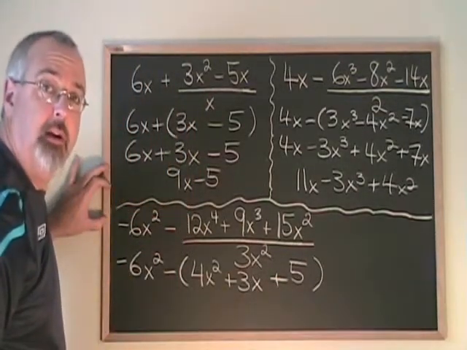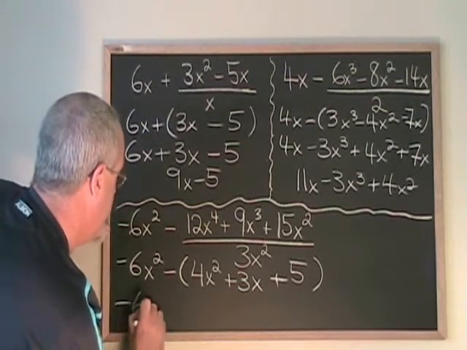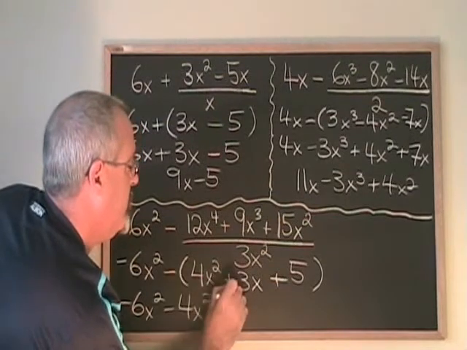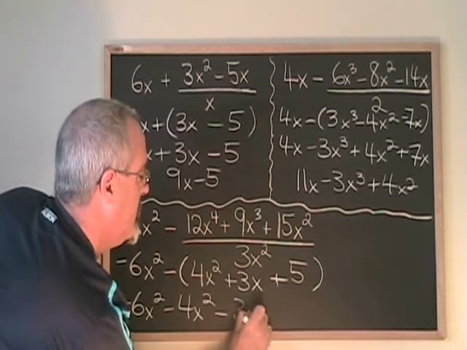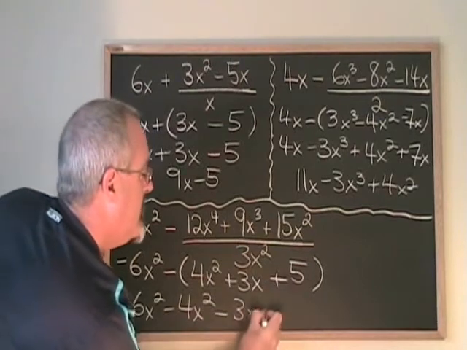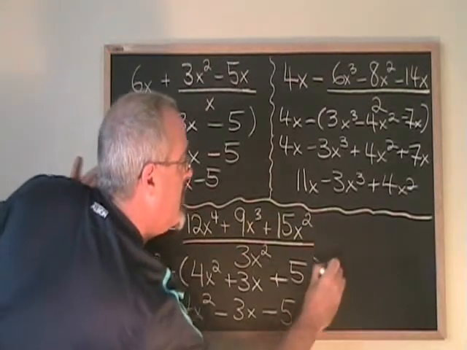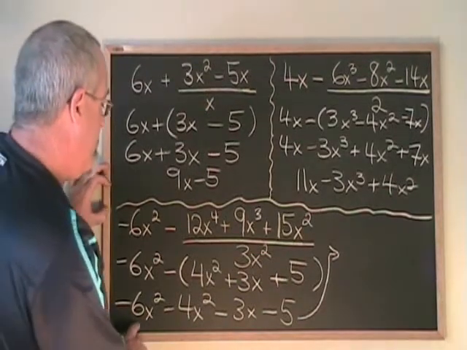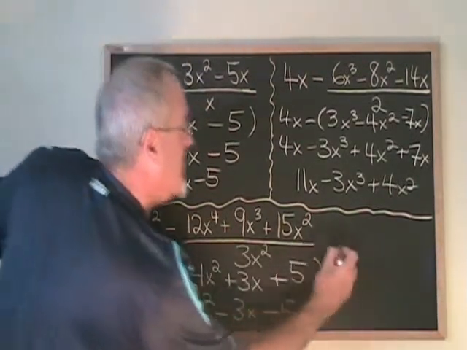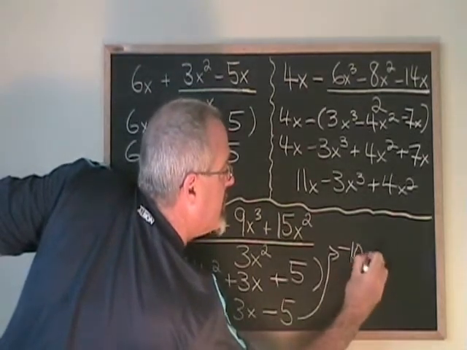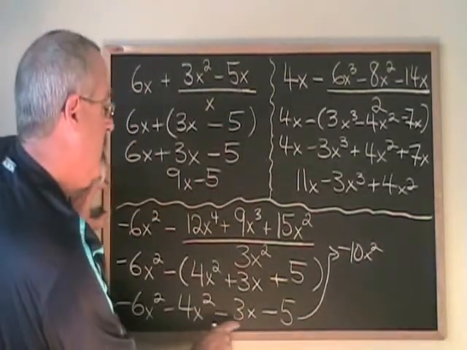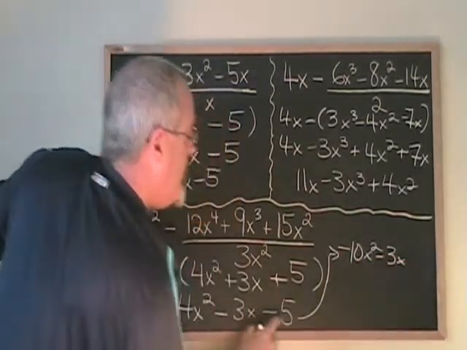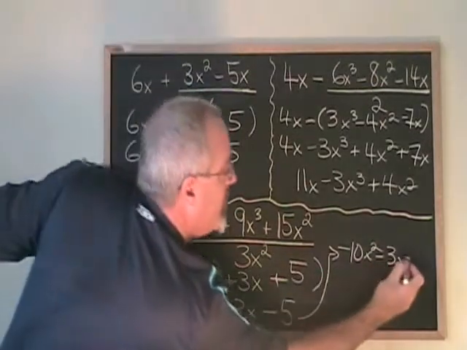Now, remove the bracket and fix the signs. Minus 6x squared minus 4x squared. Minus plus means minus 3x. Minus plus means minus 5. Combining similar terms, I can give my final answer. Minus 6x squared minus 4x squared is equal to minus 10x squared. There's only one x term, which is minus 3x. And there's only one constant term, which is minus 5.